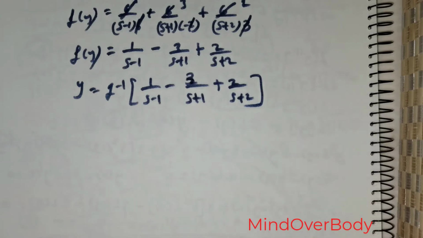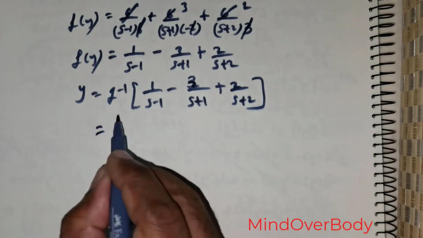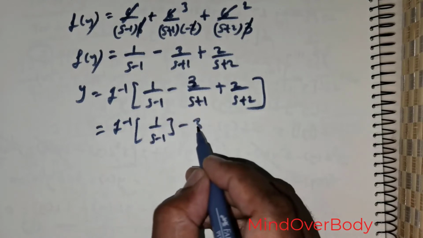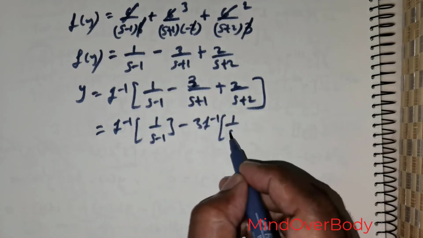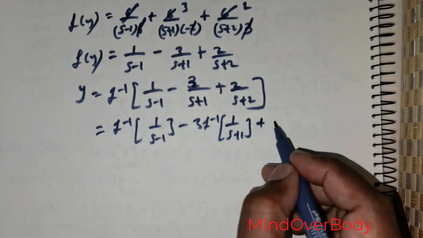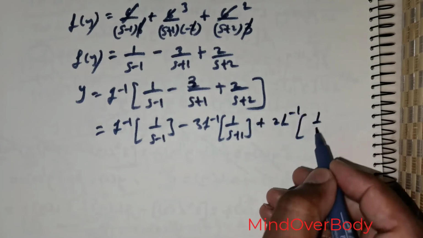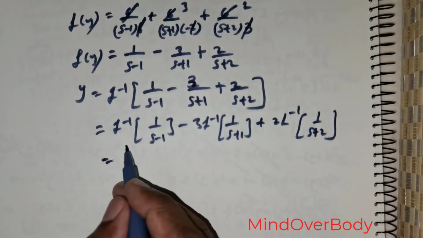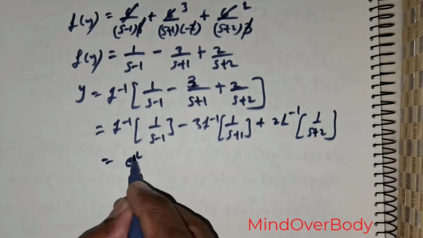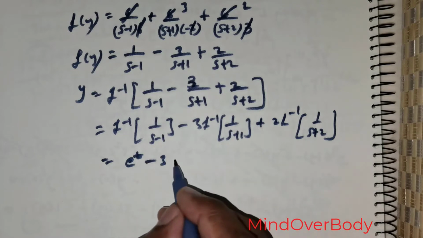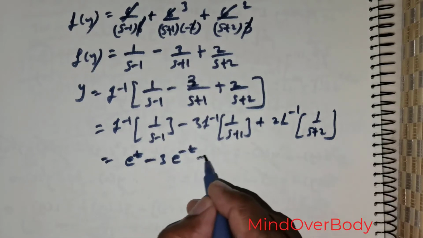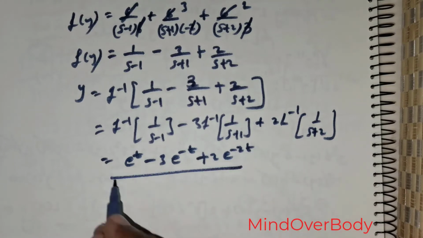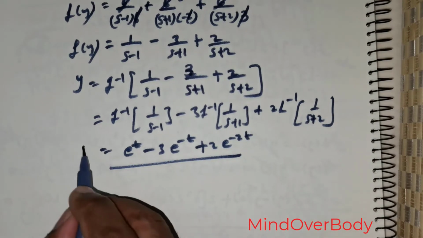So this is what I've got. Now what I will do is, by linearity, I can rewrite this as L inverse of 1 over s negative 1, negative 3 times L inverse of 1 over s positive 1, positive 2 times L inverse of 1 over s positive 2. So by the shift, this is going to be e raised to the power of t. This is going to be e raised to the power of negative t. This is going to be e raised to the power of negative 2t, which is the desired result.